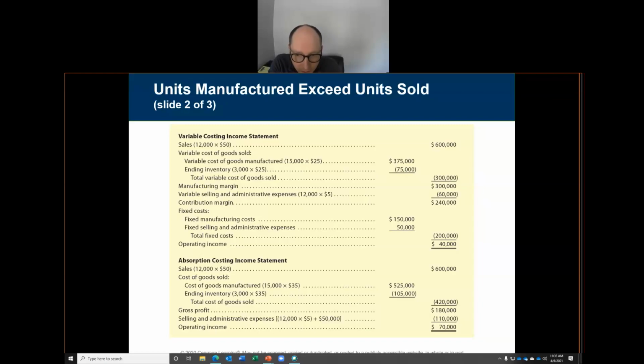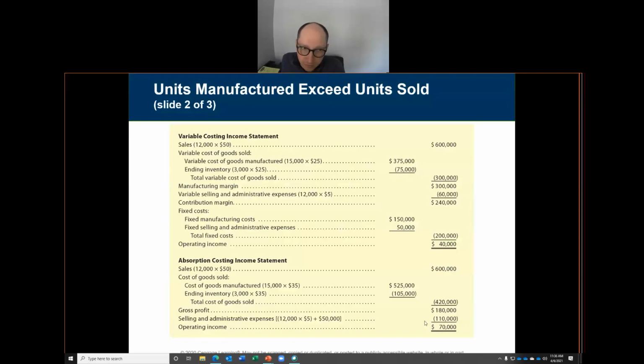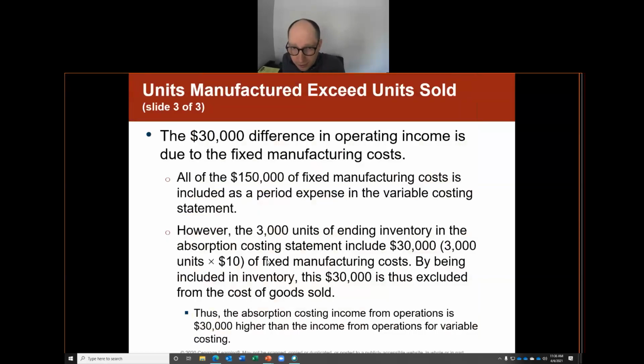We see that under absorption costing, we have a higher operating income. Under variable costing, we have a lower operating income. Which of the two is most accurate? Of course, it'll be variable costing. So with this difference, what does the difference do? What does it mean? It's a difference of 30,000. Under the absorption costing model, we had 70,000. Under the variable costing model, we had 40,000 operating income. That's a difference of 30,000.